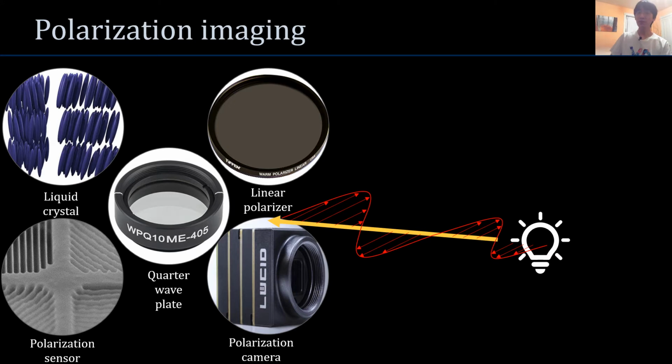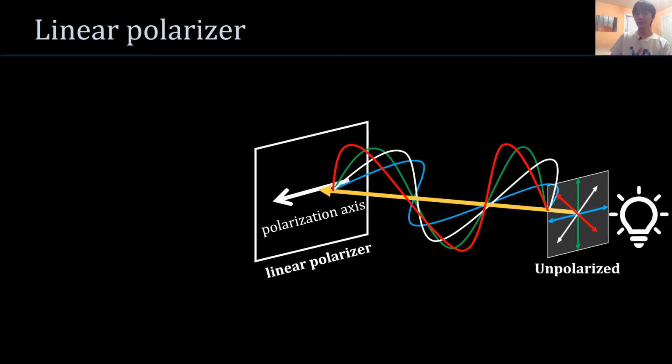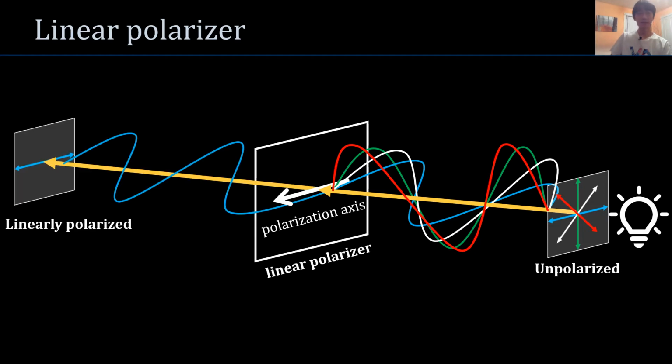While human vision cannot sense the polarization of light, modern imaging devices allow us to capture polarization. For example, if an unpolarized light, a mixture of random polarization states, passes through a linear polarizer, it becomes linearly polarized.